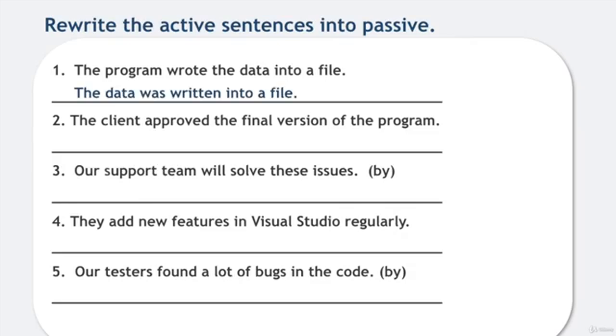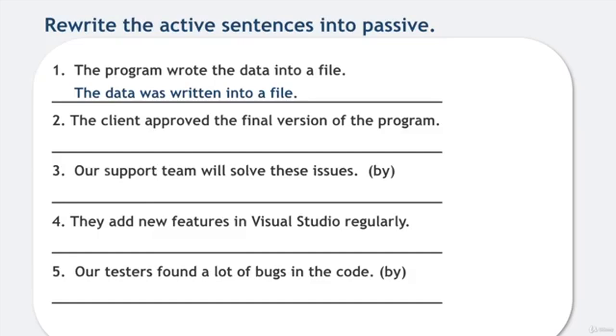All right. The program wrote the data into a file is the active sentence, and the passive will be the data was written into a file. Remember that if you see the past simple tense in the active sentence, which is the word wrote, you have to use the past simple of the verb to be. And this is what we have. The data was written into a file.